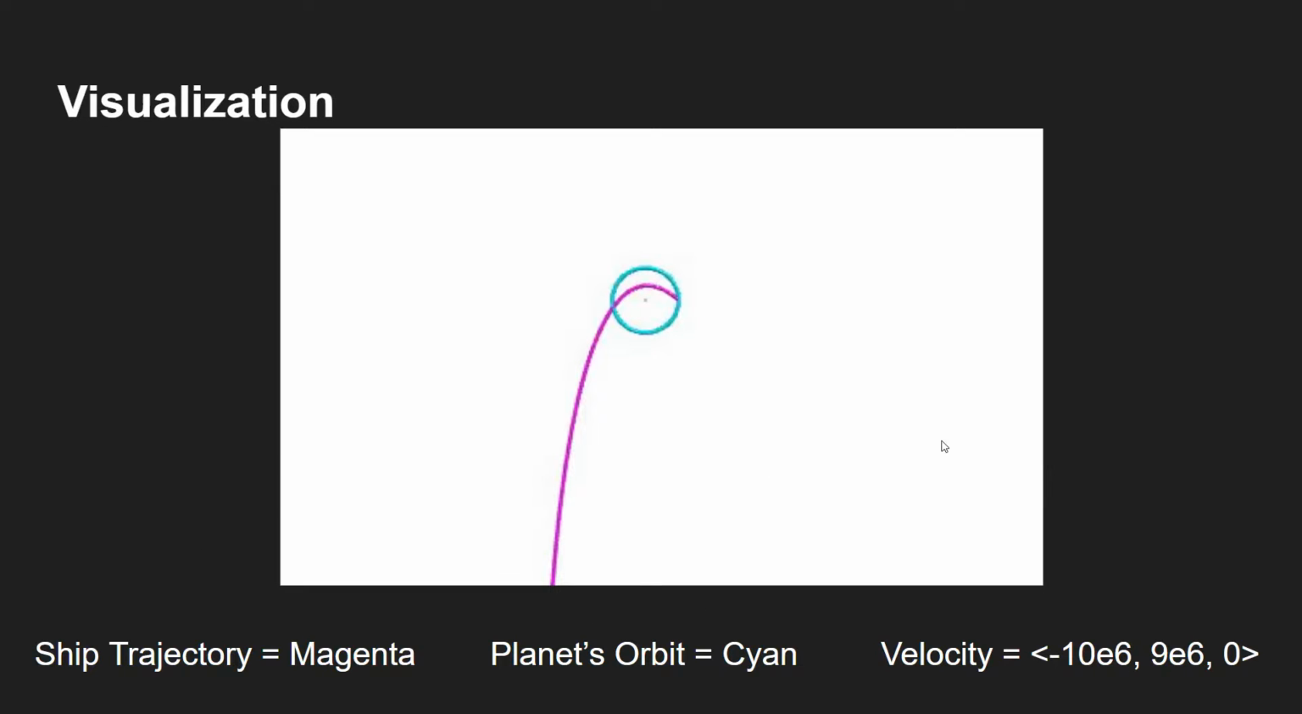And this is a snapshot of the visualization of it all to show that it doesn't get caught into any orbit and doesn't crash into anything. And it was found that a velocity of negative 10 times 10 to the 6 for the x component, and then 9 times 10 to the 6 in the y component works. And this works just to not crash and to not get caught in any orbit.